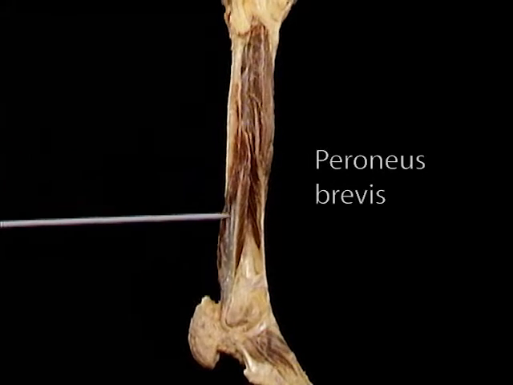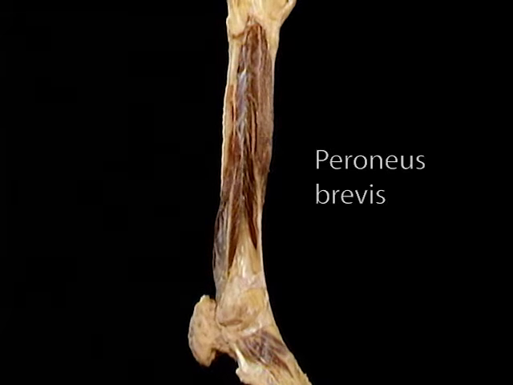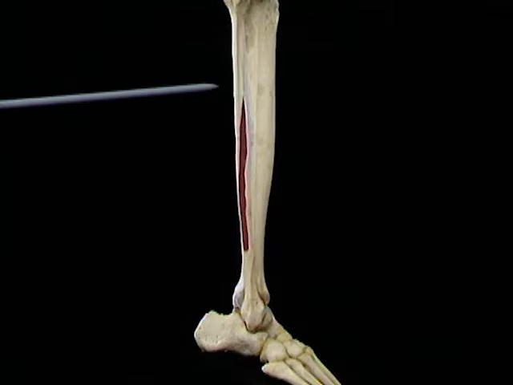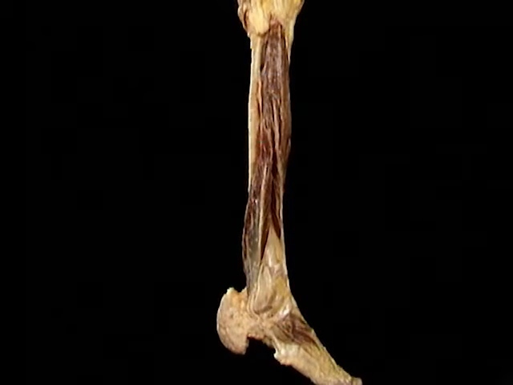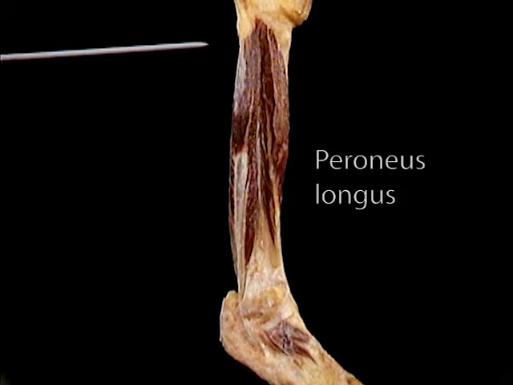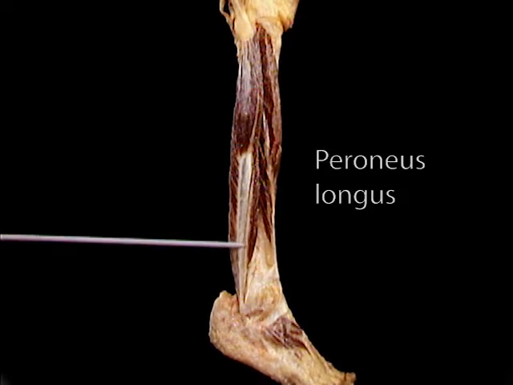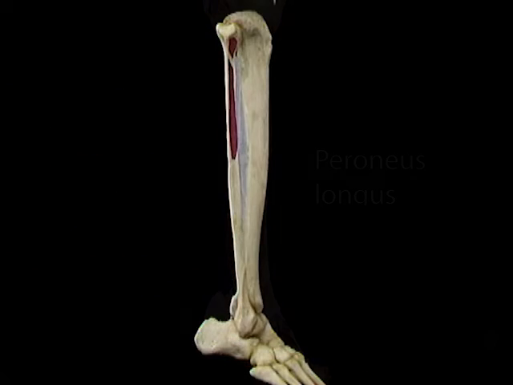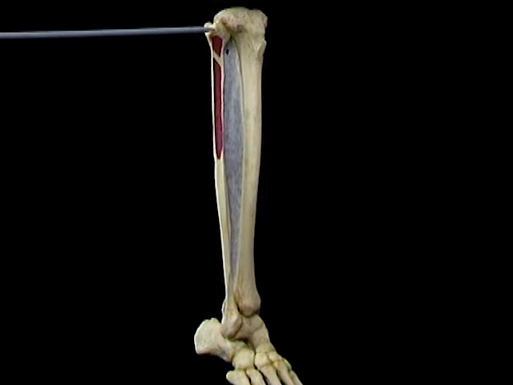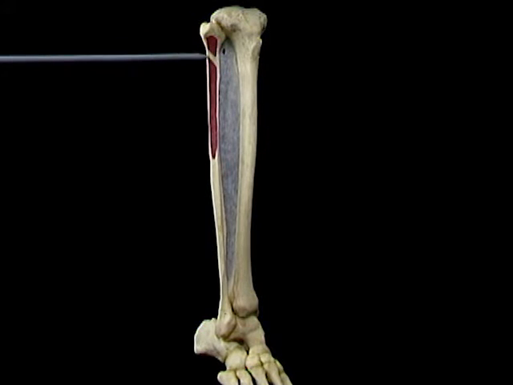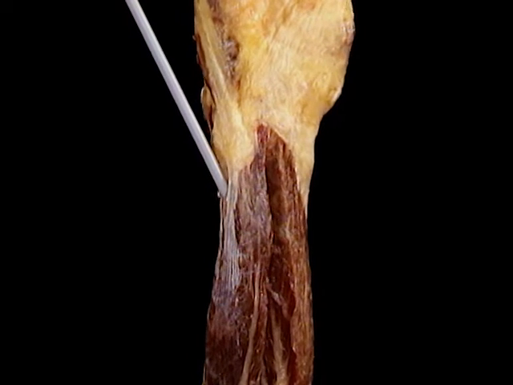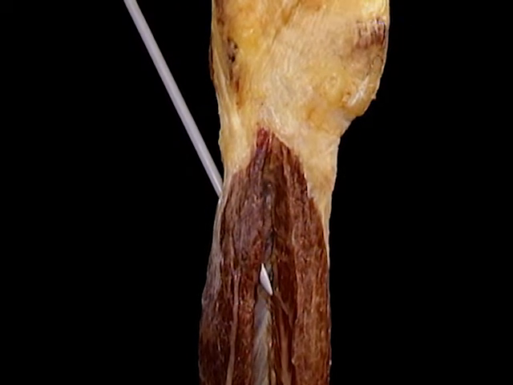Here's peroneus brevis. Peroneus brevis arises from here on the distal fibula. Lying on top of peroneus brevis is peroneus longus. Peroneus longus arises from here on the proximal fibula. Its origin extends up onto the head of the fibula with a gap here. The deep peroneal nerve passes under the upper end of peroneus longus here, as we'll see.